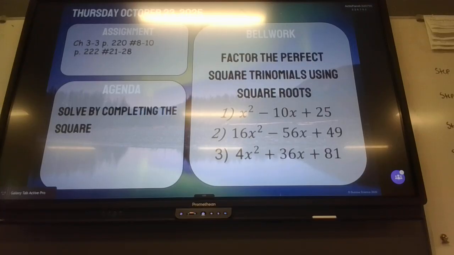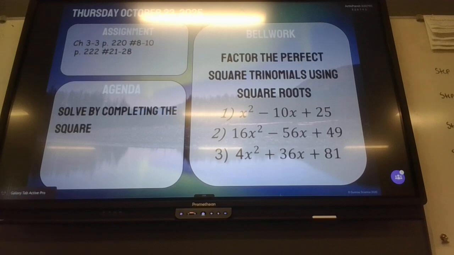4 times 7 is 28. 28 doubled, because there are 2 binomials, is 56. And in this one, I need to check 36. Check the middle. So 2 times 2 times 9 equals 36. So when you multiply the square roots together and double it, you get the B. So the B is present in the problem. If you were to FOIL it or do the box method, you would see the B value.